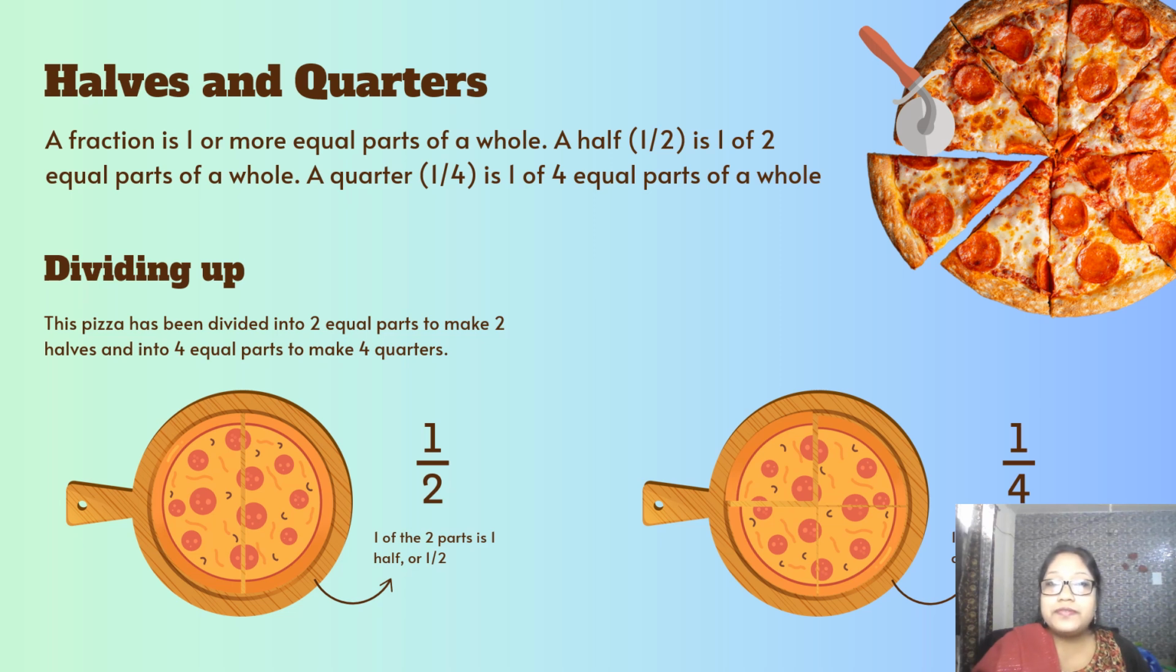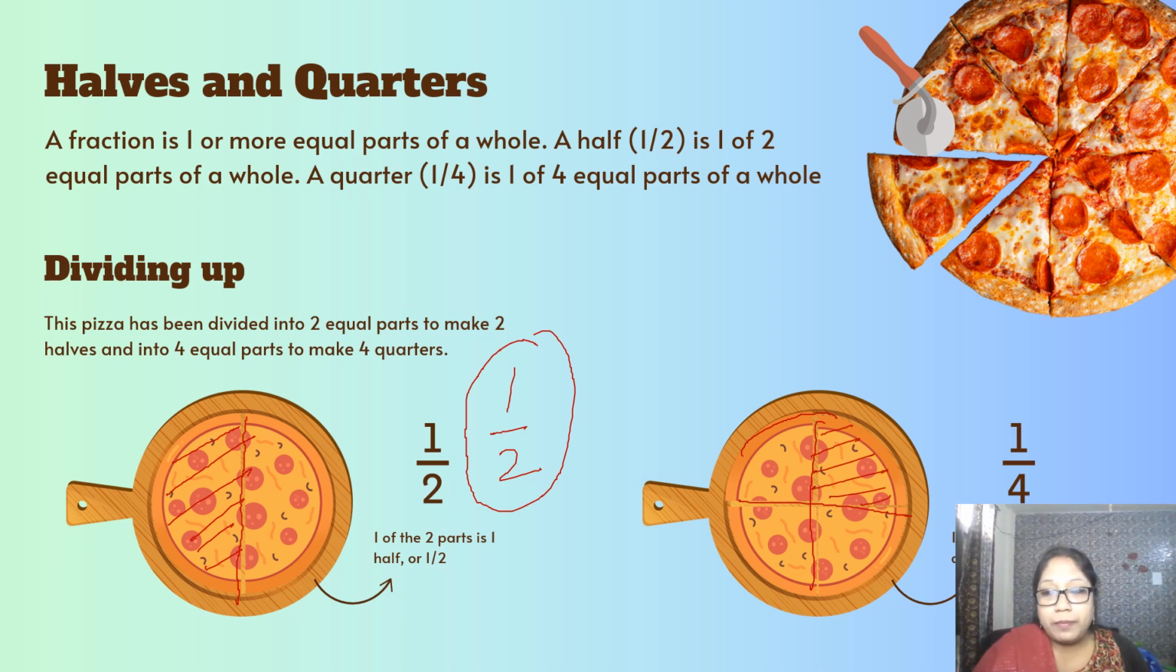Now we will learn halves and quarters in fractions. When a whole is divided into 2 equal parts, it will make halves like this. Can you see this pizza? The pizza is divided into 2 equal parts. So each part is half of the pizza. It can be written in this form. And when the pizza is divided into 4 equal parts, each part is called 1 upon 4. This is half and this is quarter.